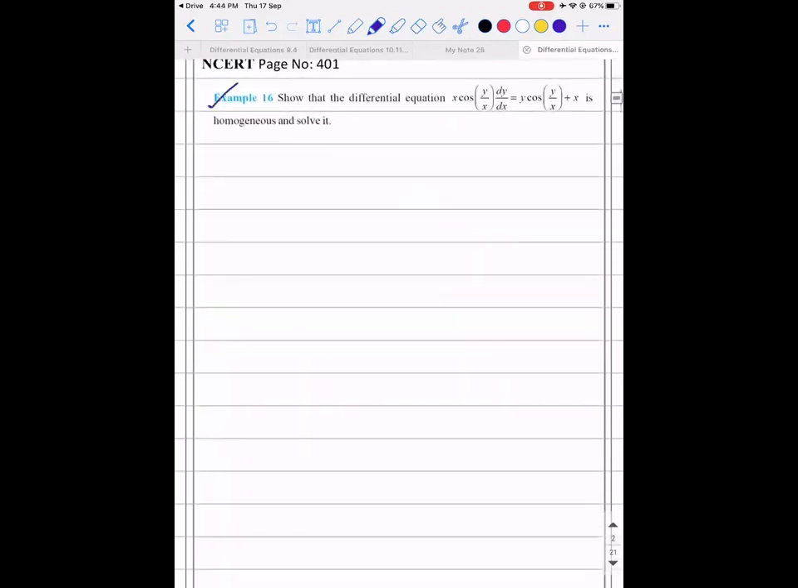Okay. 16th one. Show that the differential equation x cos of y by x into dy by dx is equal to y cos of y by x plus x is a homogeneous differential equation, and solve it. So the solution here is again, first write dy by dx is equal to what? So what is dy by dx? y cos of y by x plus x divided by x cos of y by x. Right, let this be equation number 1.